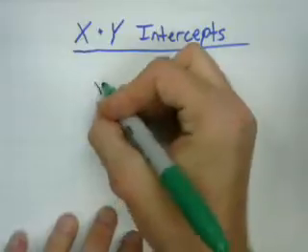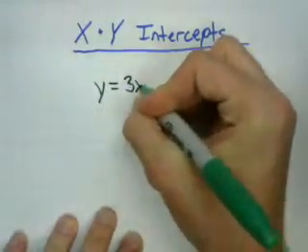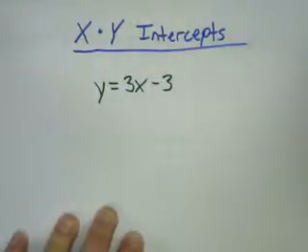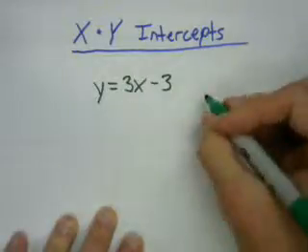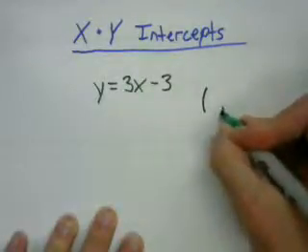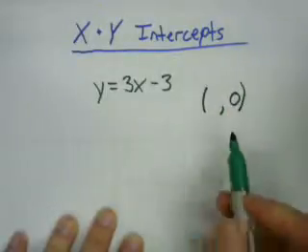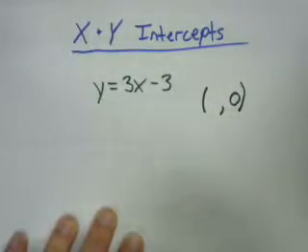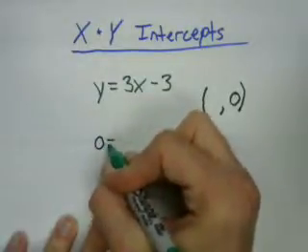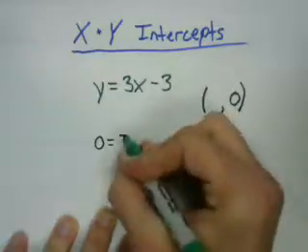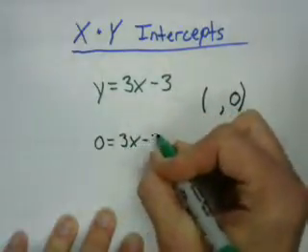So here, y equals 3x minus 3. Now if we want to find the x-intercept, as I said, it would have an x-coordinate and a y-coordinate of 0. Well, if I look at this, the y-coordinate has to be 0. I can plug in 0 for y. So here, I just replaced my y with a 0, and I have 0 equals 3x minus 3.